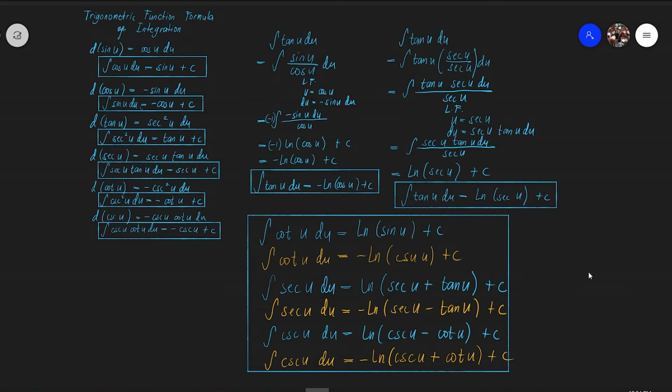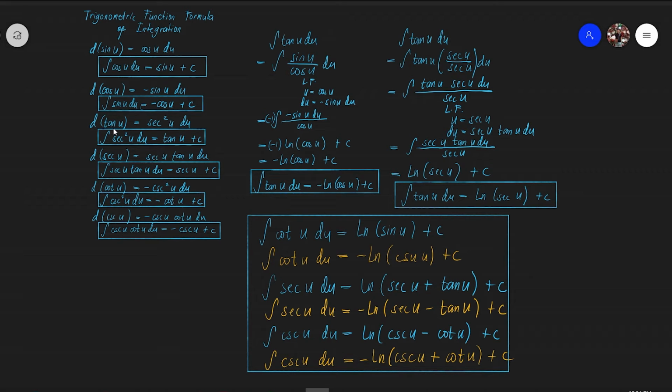Now, it is important. It will help you if you take note of the pairing of the trigonometric functions. You should know which trigonometric functions are paired. For example, cosine is always associated with sine, and sine is always associated with cosine. So they are pairing with each other.